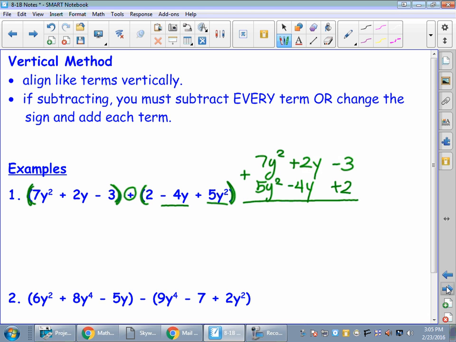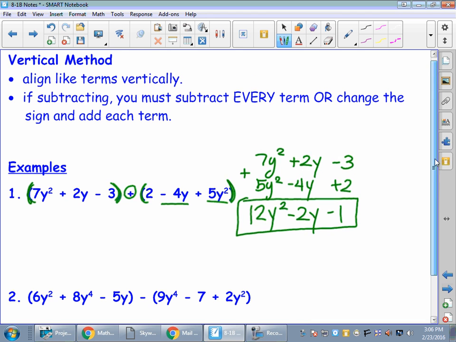Now the operation was addition, and so I'm adding all of these things. Some of them are positive and some of them are negative, but it's fine. It's almost like a system of equations back from first semester. So I have 7y squareds, and I add 5y squareds. I'm left with 12y squareds. I have 2y, and I take away 4y. I am left with a negative 2y. And I have a negative 3, and I add 2 to it. I get a negative 1. So this is your sum of those two polynomials. You're just creating a more simplified approach at looking at those two polynomials.